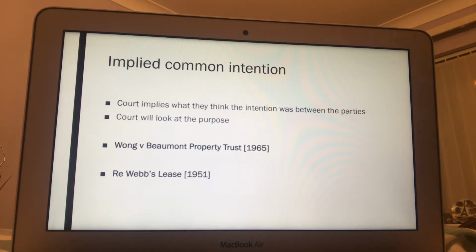The courts tend to favour implied common intention in the case of grants rather than reservations. This was shown in the case of Re Webb's Lease, 1951. Lord Jenkins said, if the seller of land intended to reserve any such rights over the land, it was his duty to reserve them expressly in the conveyance.